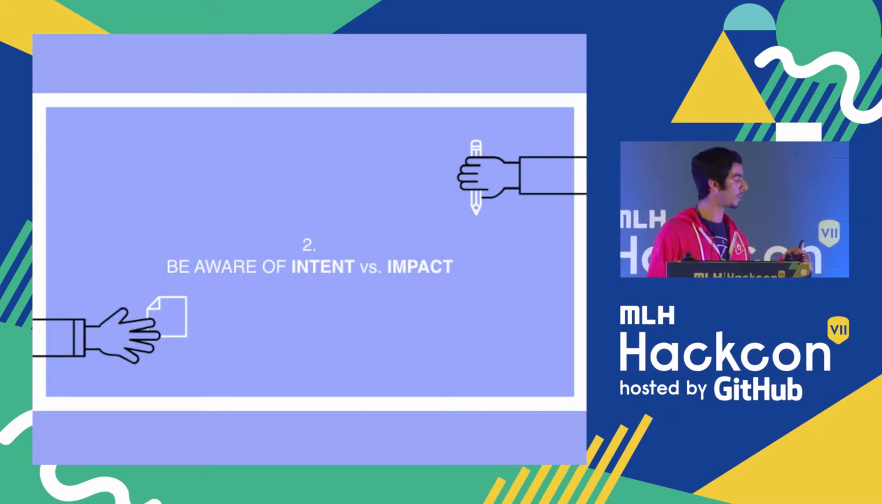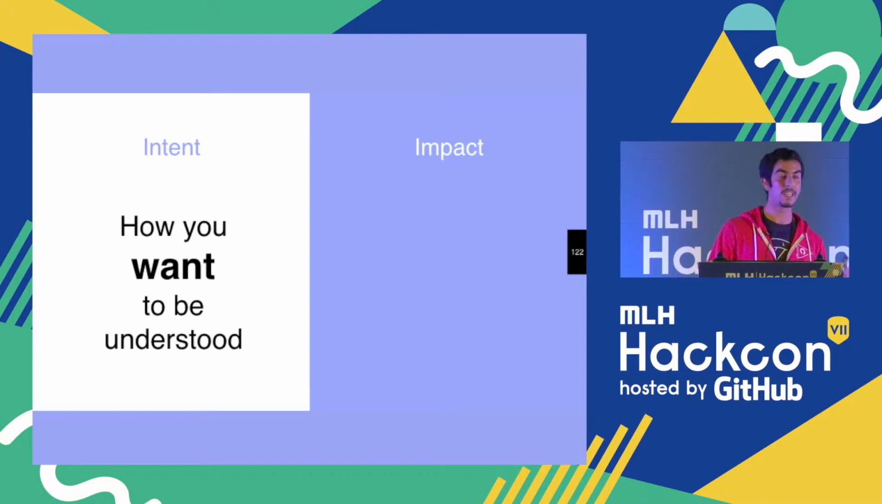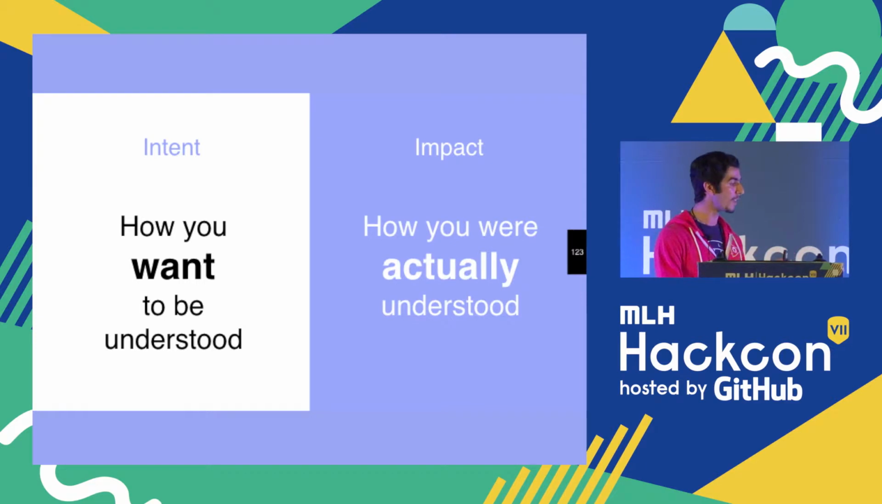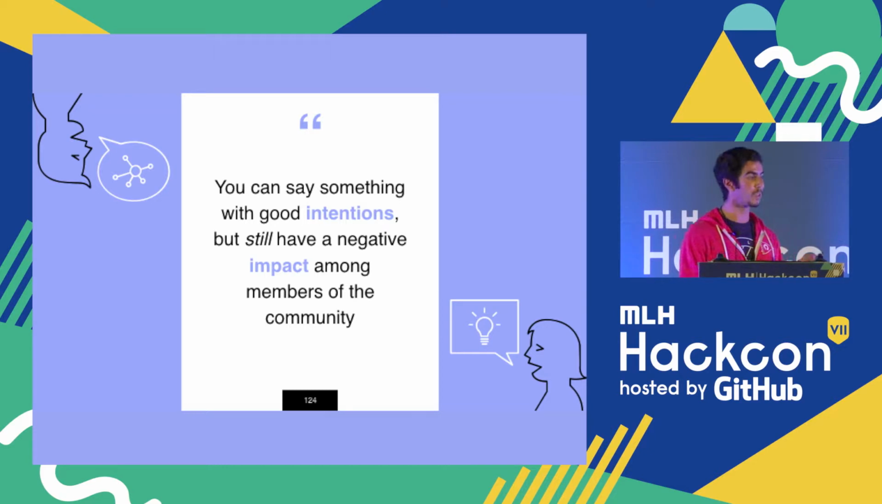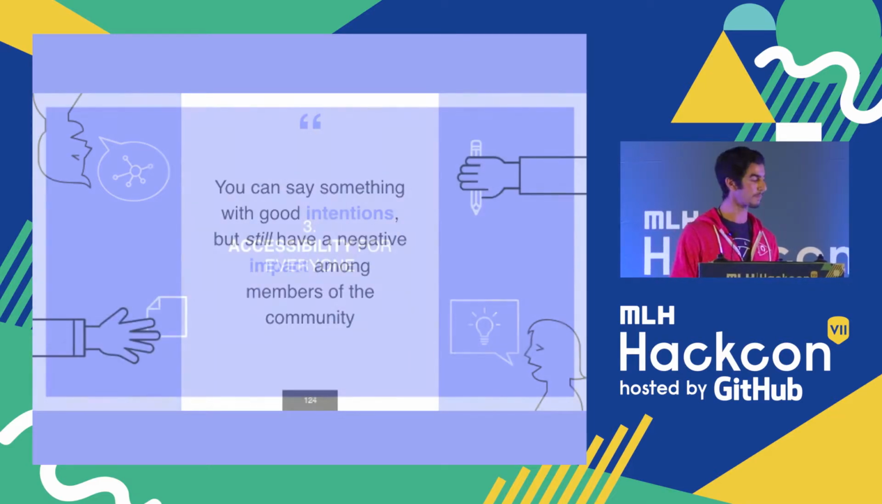The second way you can introduce inclusivity into your community is to be aware of the difference between intent and impact. So what's the difference? Intent is how you want to be understood, but impact is how you were actually understood. So you can say something with good intentions, but still have a negative impact on someone, right? And in this situation, the best thing you could do is just say that you're sorry. Because at the end of the day, something that was said still had a negative impact on that other person, and you can just try to work on it.